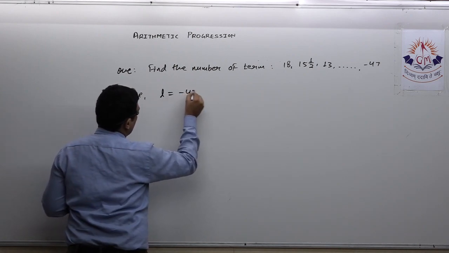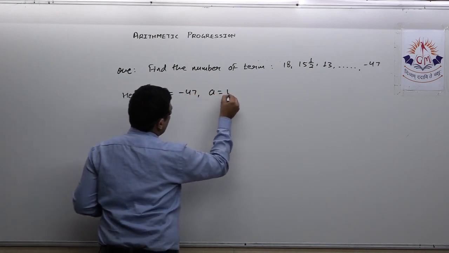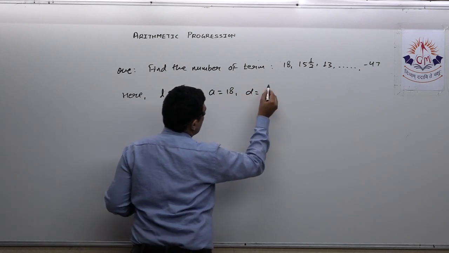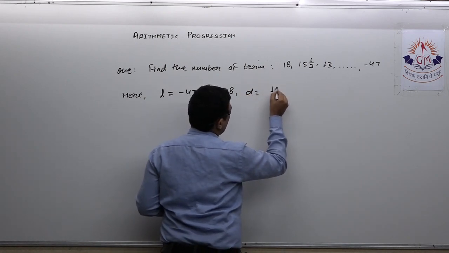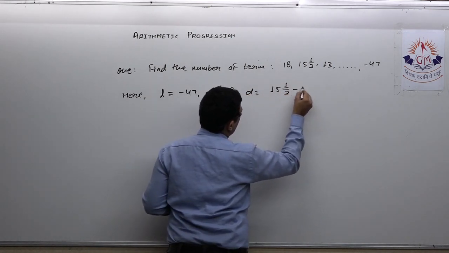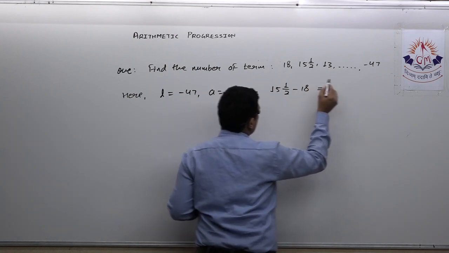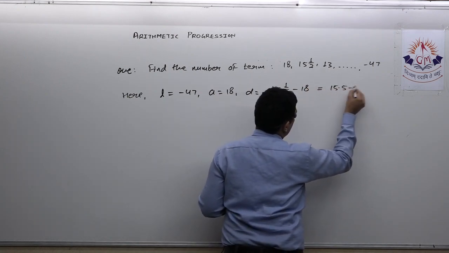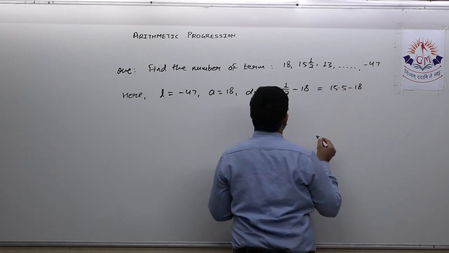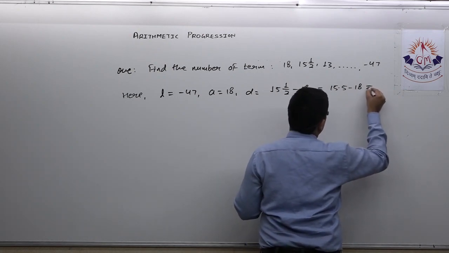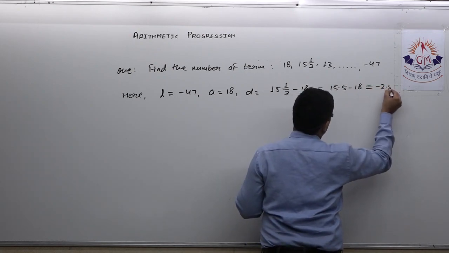L is equal to minus 47, A is equal to 18, D is equal to 15 and 1 by 2 minus 18. That is 15.5 minus 18, that is minus 2.5.